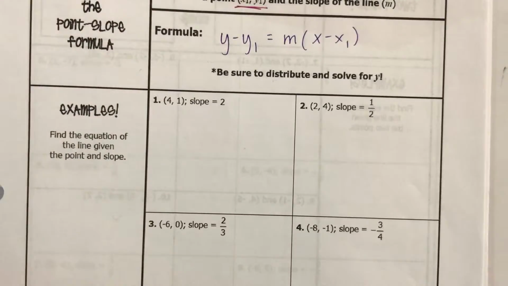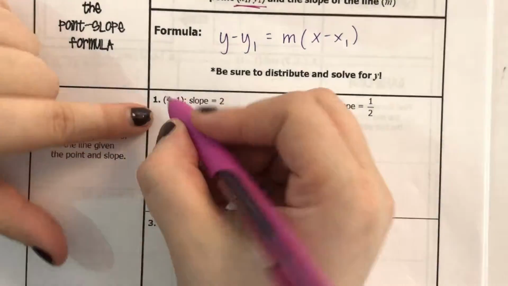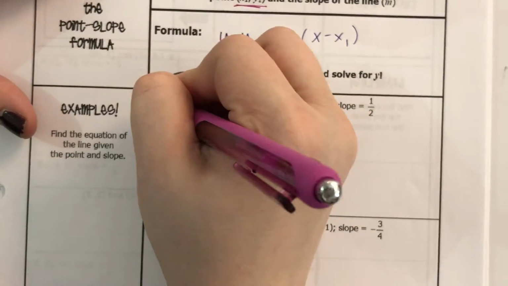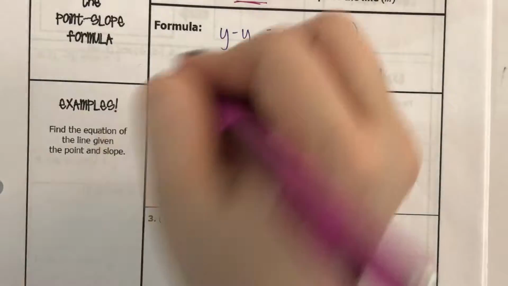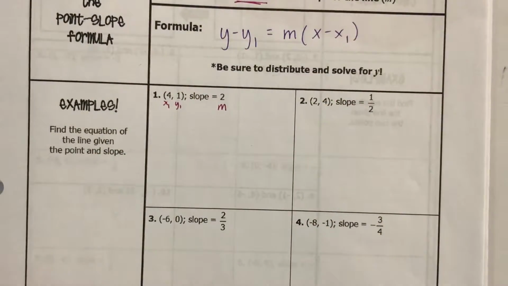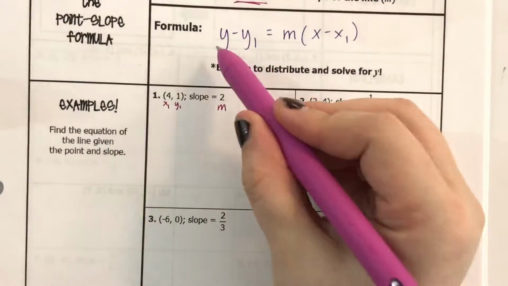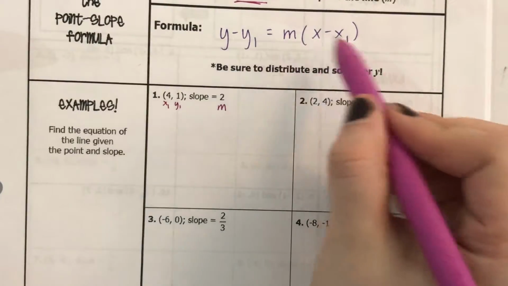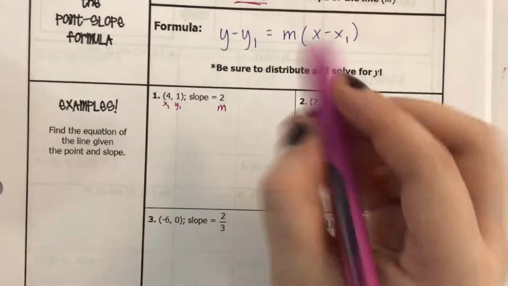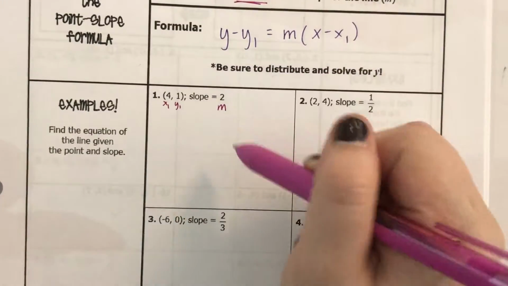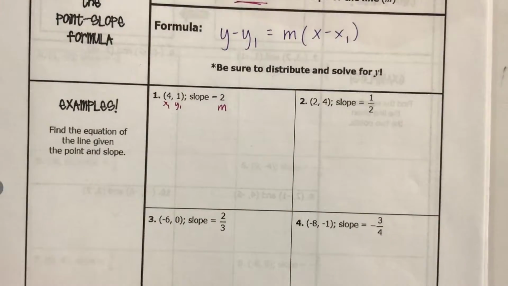So in number 1, my point is (4, 1). Well, this is my x1 and my y1. My slope is 2, so that's my m. One thing about this form is y and x never change. y1 and x1 change, but y and x do not change. So we're going to plug in all of these variables and solve for y. That's our goal.